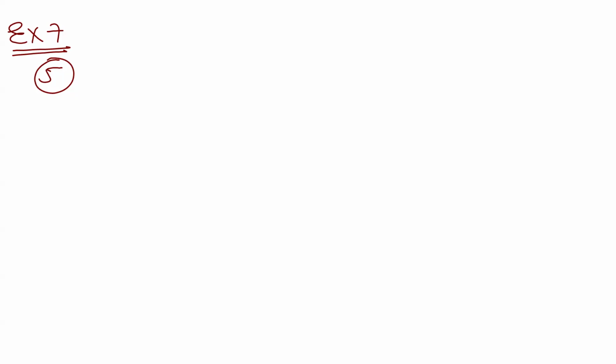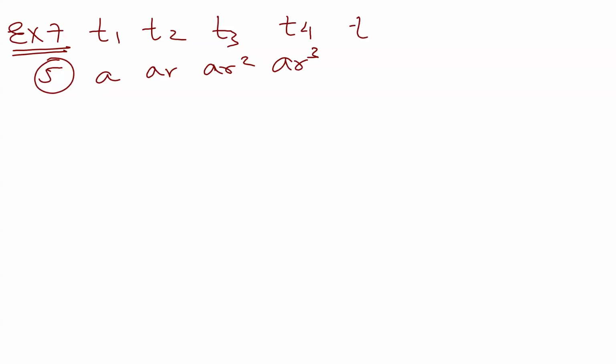So now let us understand the GP. T1 is A, T2 can be AR. You can go on multiplying with R. T3 is AR square, T4 is AR cube, T5 is AR raised to 4, T6 is AR raised to 5, so on and so forth.